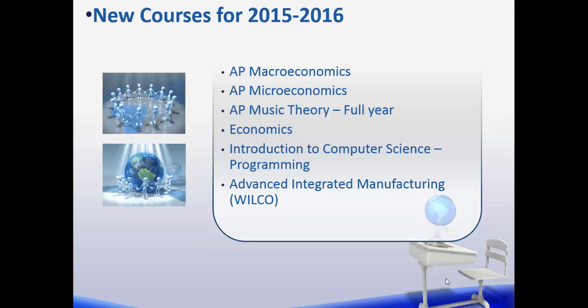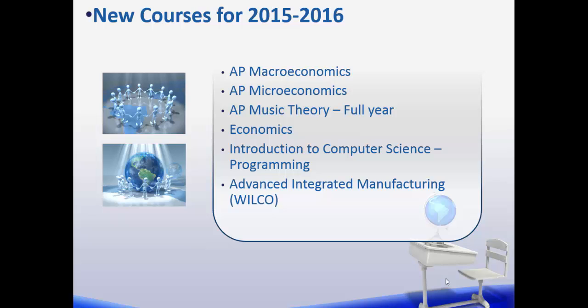There's a bunch of new courses for 2015-2016, the first of which is a one-semester course called AP Macroeconomics. It's followed by an AP course called Microeconomics. You can take either one of those courses or take both. There is a full year AP Music Theory course, and even if you took the one semester Music Theory course with us here at Lamont High School in the past, you can take the AP course next year as well. There's going to be another general non-AP economics course that's available.